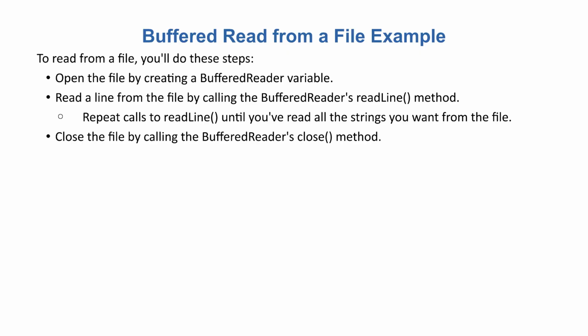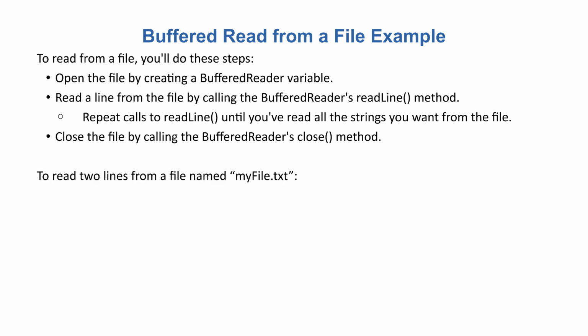Next, we'll add code to read text from a file. Reading from a file involves these steps. Open the file by creating a buffered reader variable. Read a line from the file by calling the buffered reader's readLine method. Repeat calls to readLine until you've read all the strings you want from the file. Close the file by calling the buffered reader's close method.